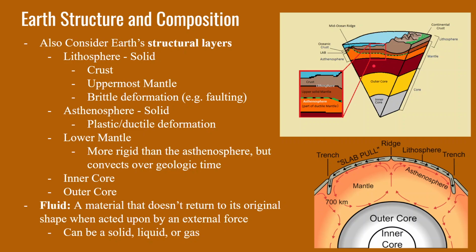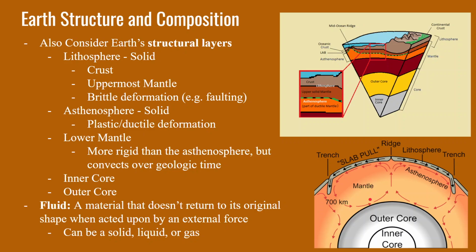Below that, we get the lower mantle, and surprisingly, despite what you might think, the lower mantle is actually more rigid than the asthenosphere. So it does, like the asthenosphere, move over geologic time in these convection currents, which we're still not sure quite how they work. But it is more rigid, more solid than the asthenosphere. It can be thought of as pretty solid.